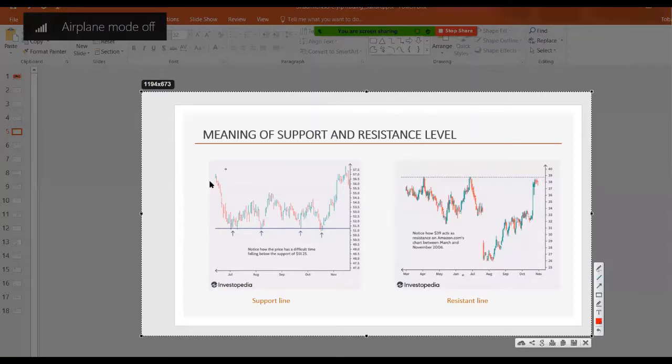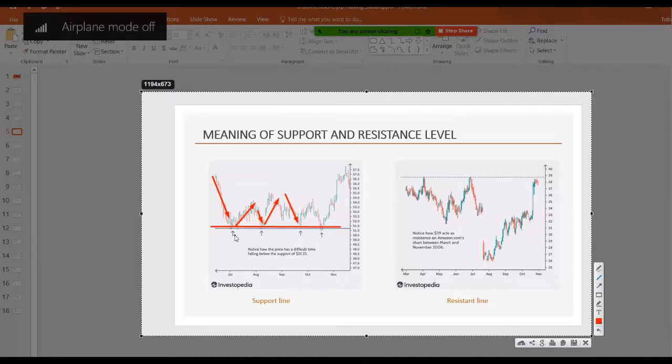So this is a price chart. This is a line, a support line. Price was falling down, went up, bounced back again, went up, came down again. So there's a line there, and that line, which is this one, is supporting the price from falling. It's supporting the price from going below it.